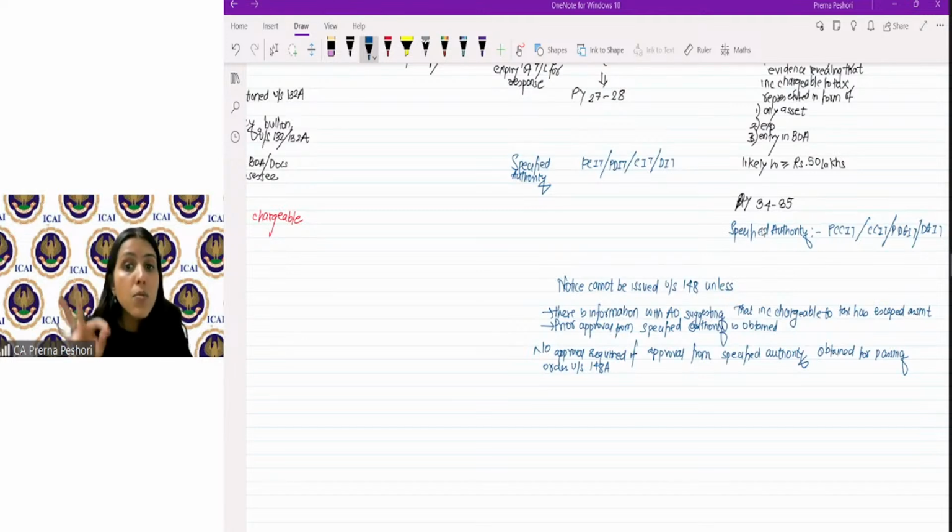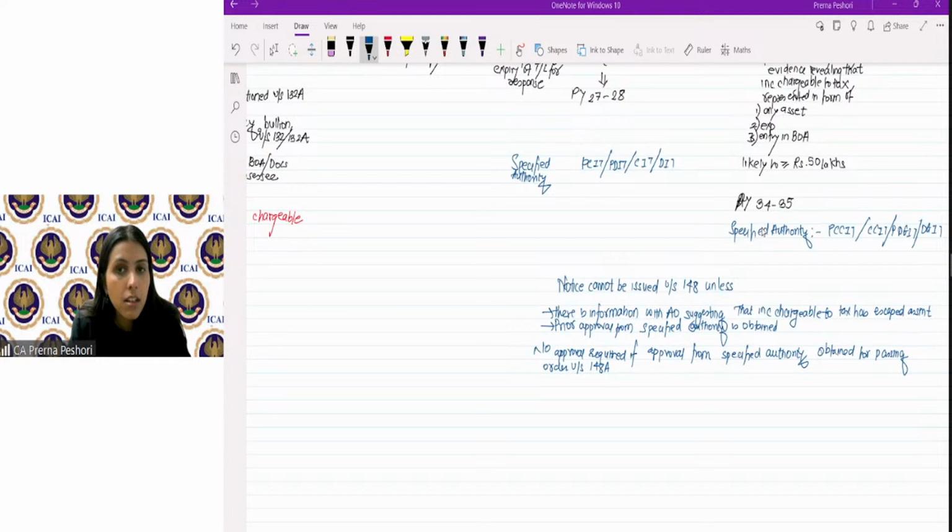So when I say 3 years from the relevant assessment year, these are the assessment years from where the information is obtained, for which the information is obtained. That is my relevant assessment year here. However, where a search or survey has been conducted, or books of accounts or valuable articles are found, then in that case, my relevant assessment year can be more than one.